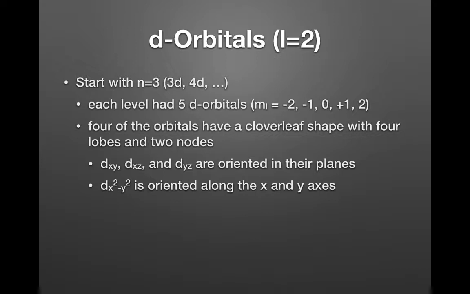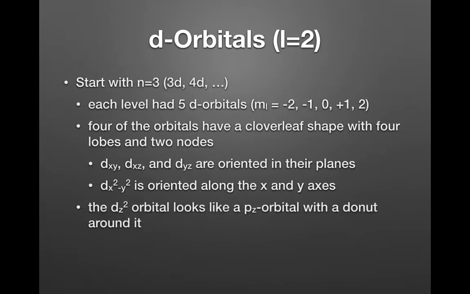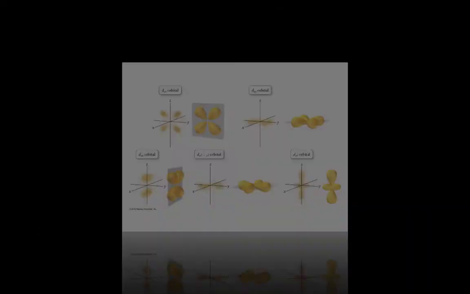And then we have the dz squared, which is a little bit of an anomaly, but it's just what the math bears out. And it looks like a pz orbital with a donut around it. And so some of these can be hard to envision without seeing pictures. So let's take a look at some pictures of the d orbitals here.